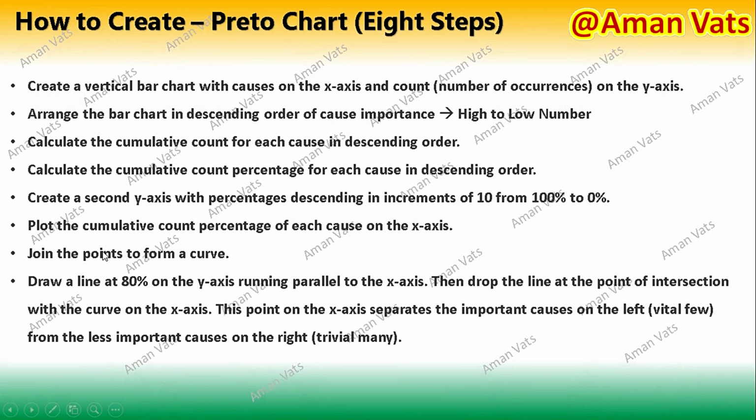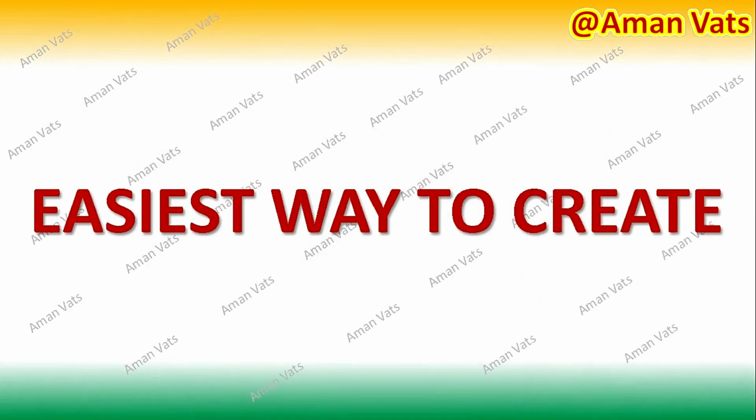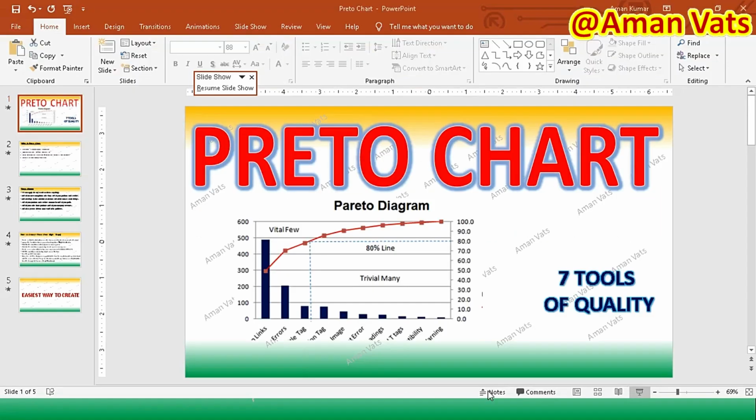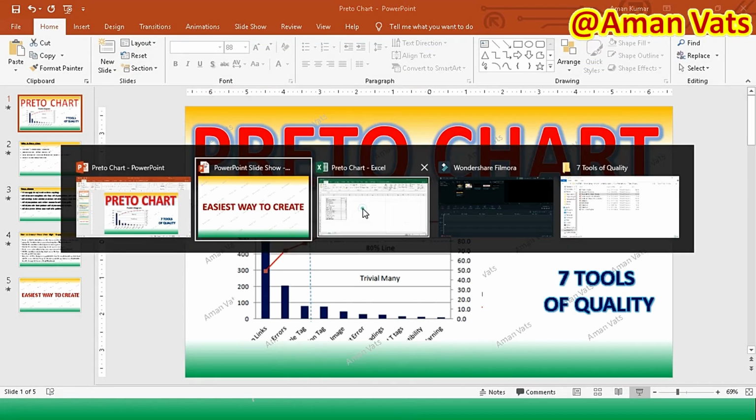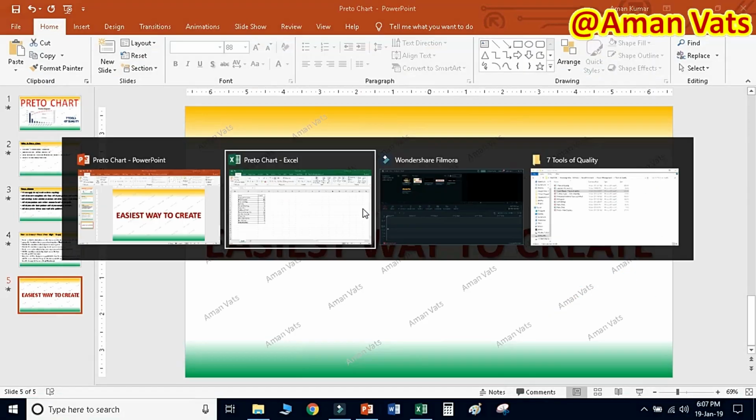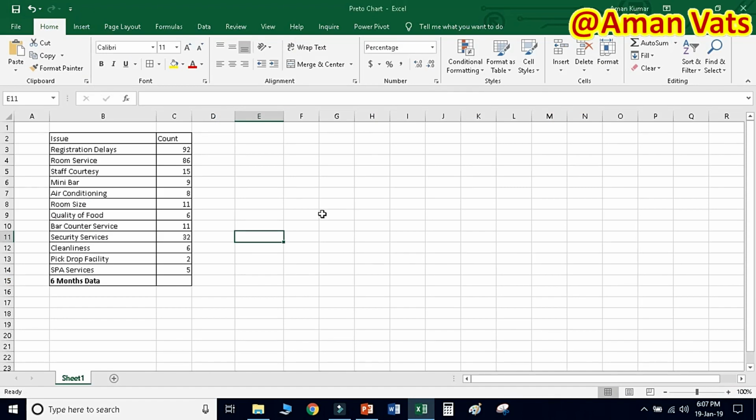Now let us see what the steps are to create a Pareto chart. There are 8 steps. If you just read them, it is difficult to understand. Let me take you to a live example of how it has to be created. Very easy. I am not going to take 8 steps. It is very easy in the latest Microsoft Excel. Let me show you how it is created. I have created some data for you.